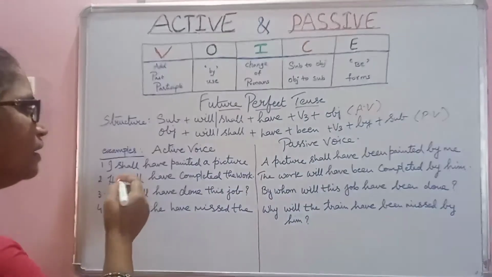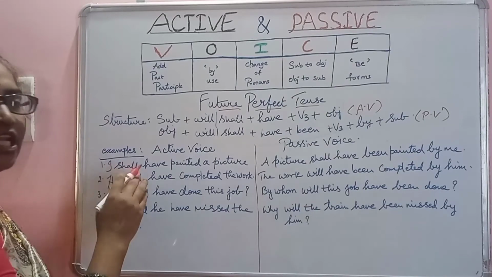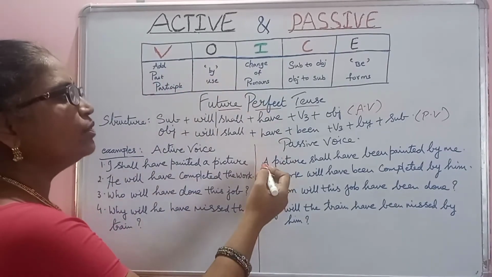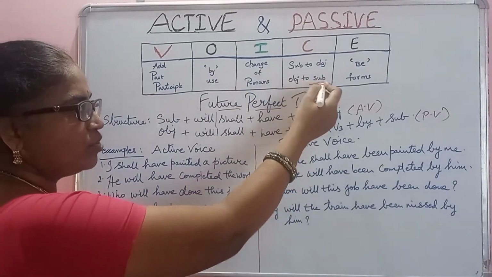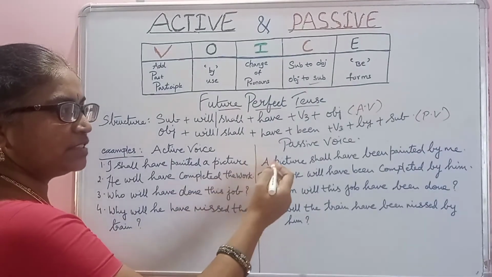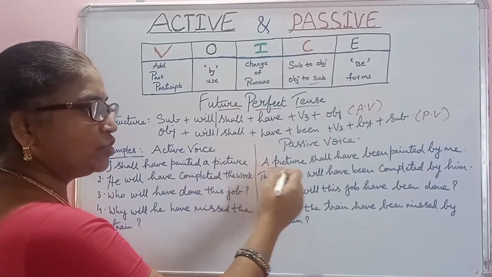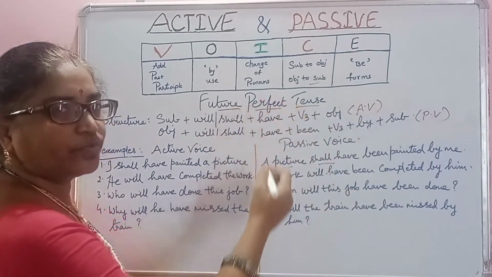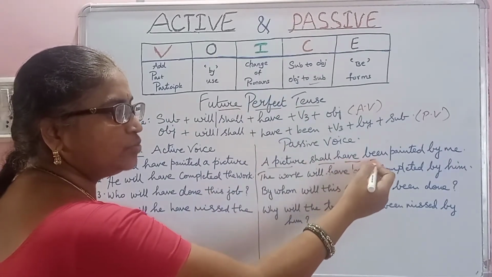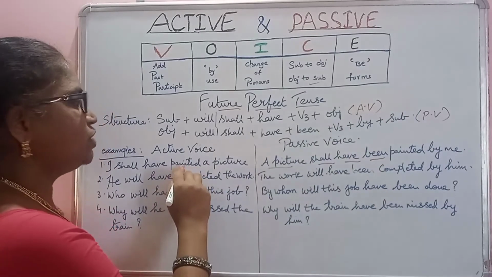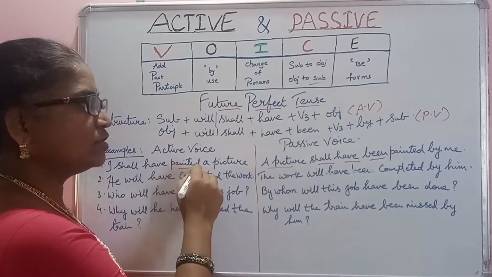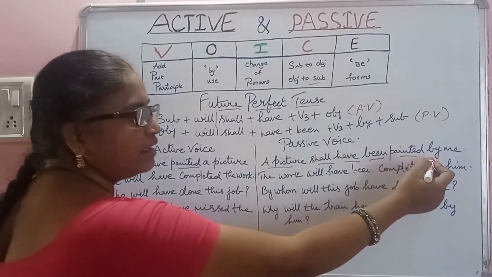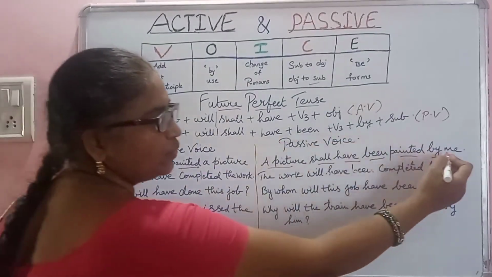The active voice sentence is: I shall have painted a picture. As per the rules mentioned above, see what is mentioned in this box. Subject comes to the object place and object goes to the subject place. Here a picture, and as per the rules shall have to be used in the future perfect, have and been to be followed, and V3 is mentioned as in the active voice. By is as usual, and I has changed into me.